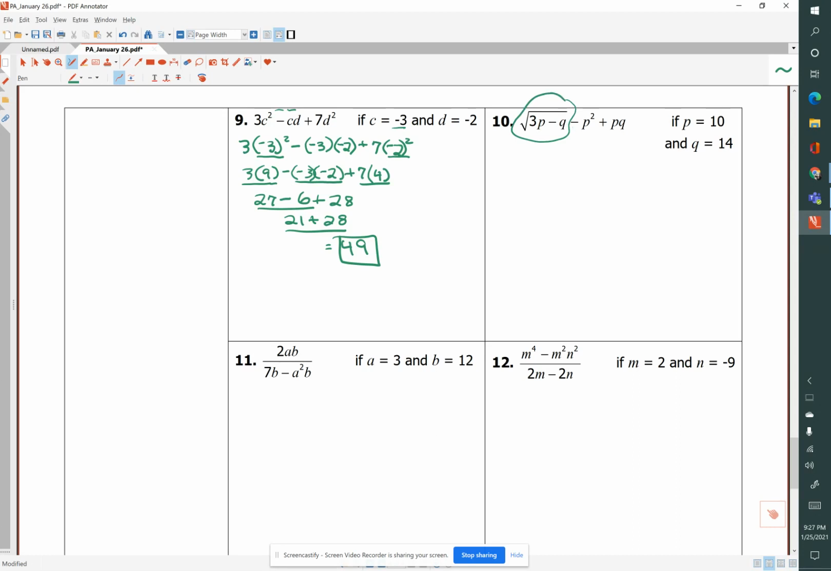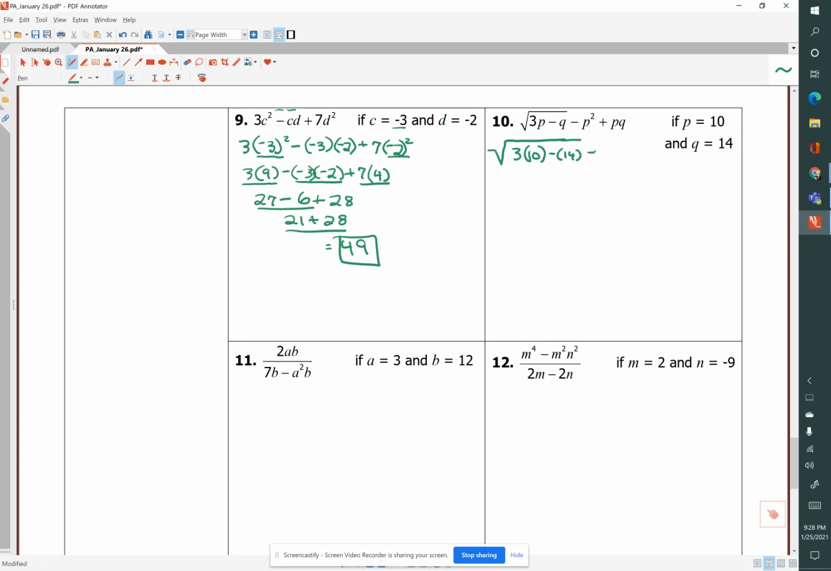Then from that we subtract p squared, p is 10, plus p times q. So let's get started. We've got the square root. Let me work a little neater than that. We have the square root of 3 times p, which is 10, minus q, which is 14.